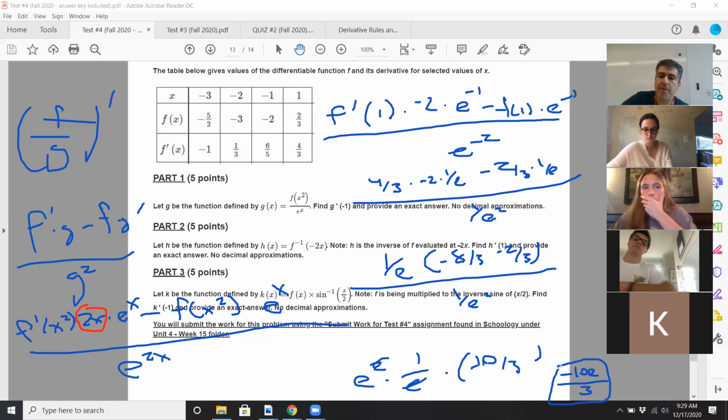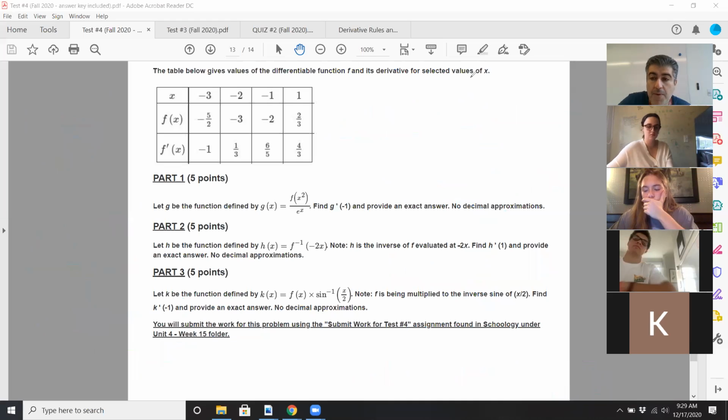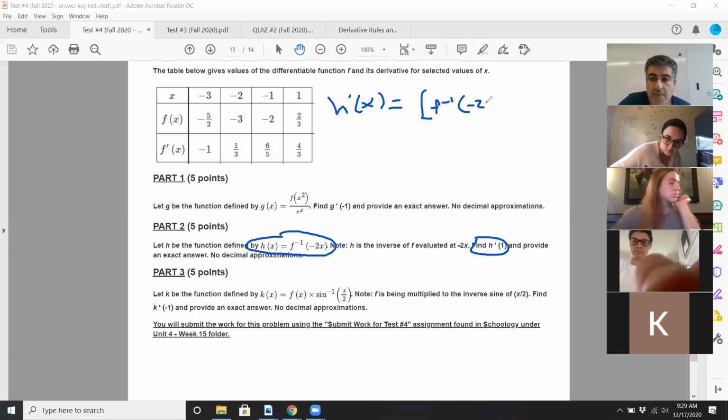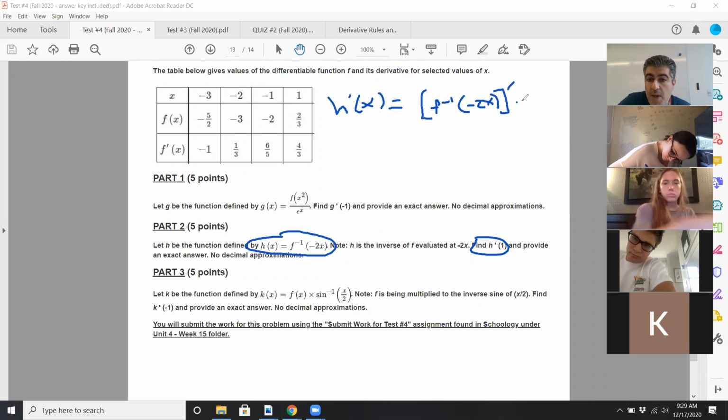Let me clear my screen. Let's talk about part 2. Again, you're trying to find h prime of 1. So h prime of x is simply going to be the derivative of what you see on the other side, right? But you got to do a chain rule. Maybe you guys forgot the chain rule. The chain rule doesn't vanish. It's still there. So it's -2.